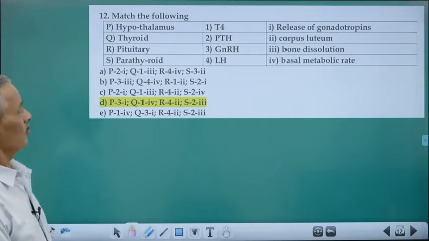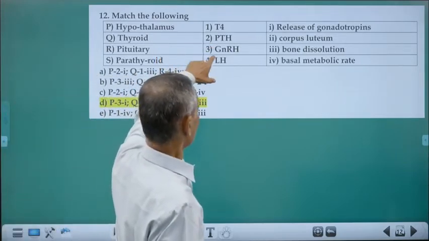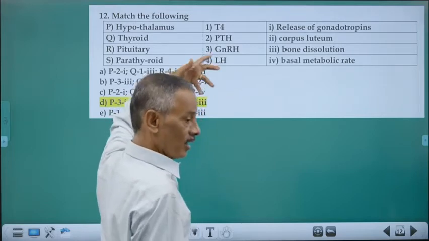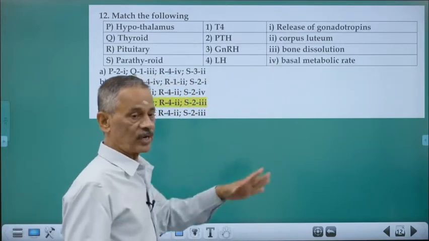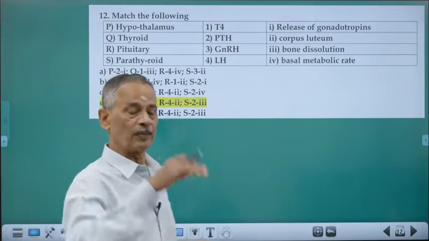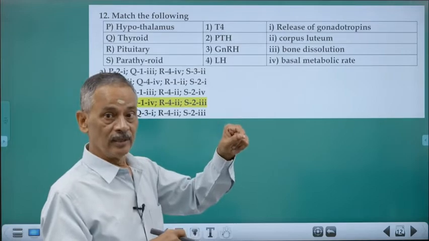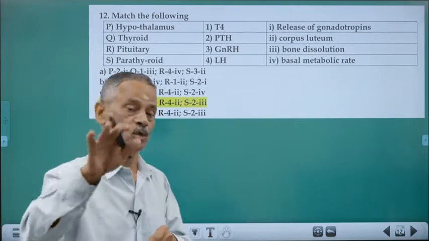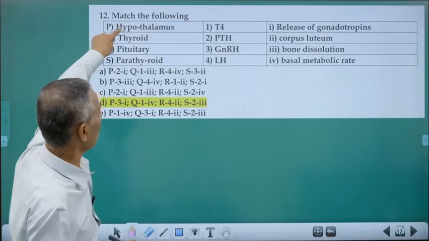What is the hypothalamus? The floor of the diencephalon. The hypothalamus is responsible for producing two sets of hormones. One set passes through the hypothalamo-hypophyseal portal system, reaching the anterior pituitary and thereby controlling it. The other set is transported axonally to the posterior pituitary, where they are stored: oxytocin and vasopressin. So we have two sets of hormones produced by the hypothalamus.